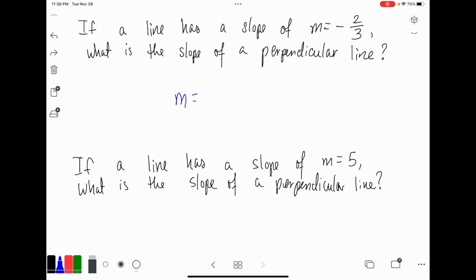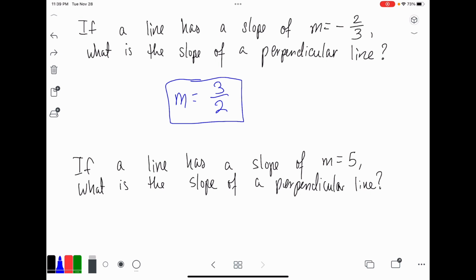And it must also be the reciprocal. So if the given slope is 2/3, the reciprocal of 2/3 is 3/2. And this is the answer. Positive 3 divided by 2. So because the slopes have opposite signs and they are reciprocals of each other, these are perpendicular slopes.